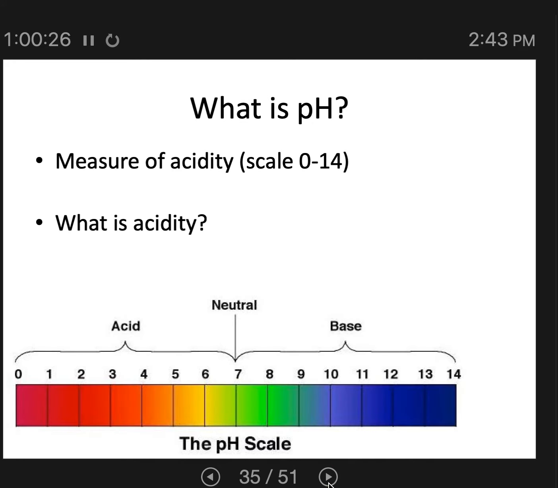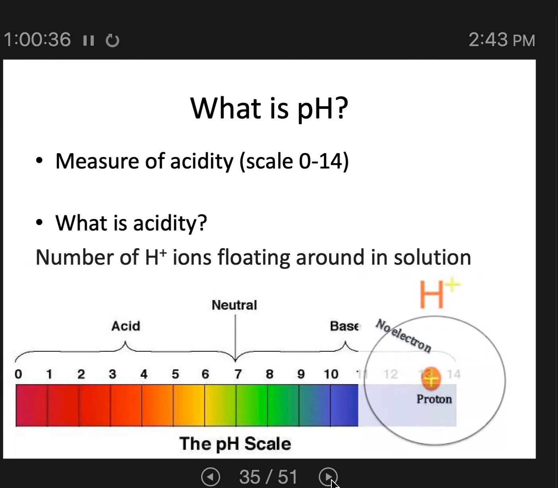All right, so let me remind you what pH is. So pH is a measure of acidity, and pH lies on a scale from 0 to 14. So what is acidity exactly? Well, acidity is the measure of hydrogen ions or hydronium ions floating around in solution.